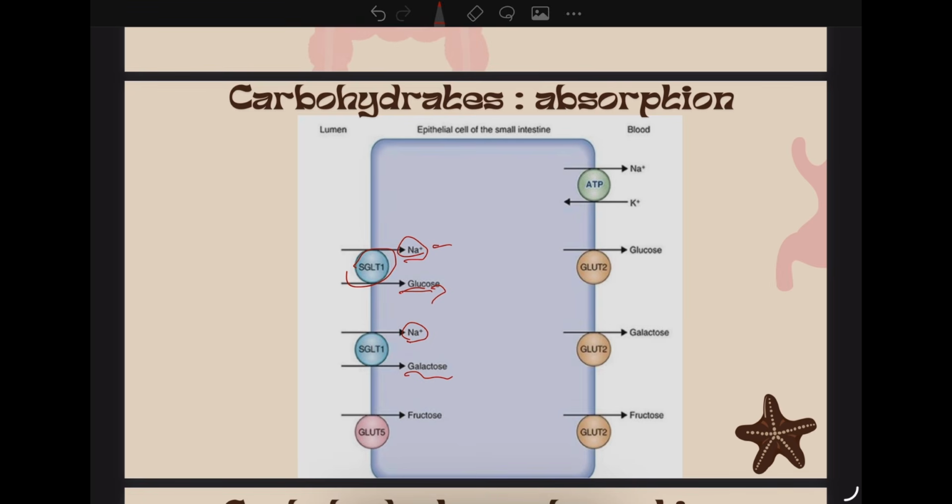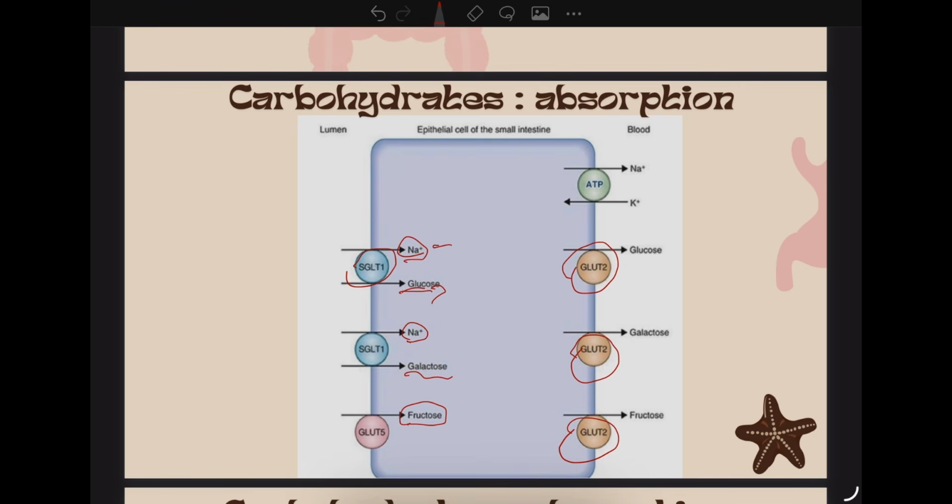So if you have a high amount of galactose, you will not be able to absorb glucose as much, and vice versa. Fructose is a chill guy. He goes in very easily through GLUT5 without competing with anyone. Once the three of them are inside the cell, they can go out the other way through GLUT2 transporters. All of them can use it.